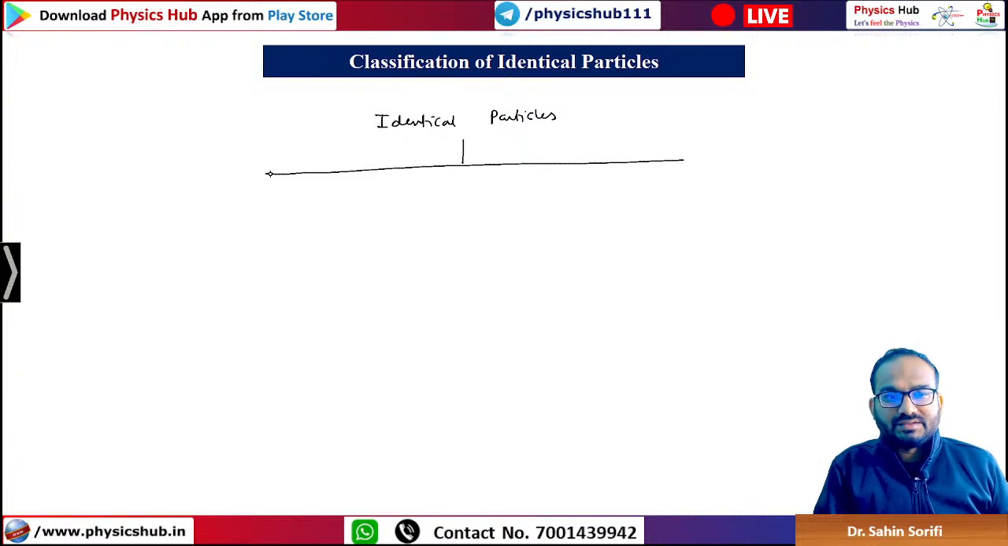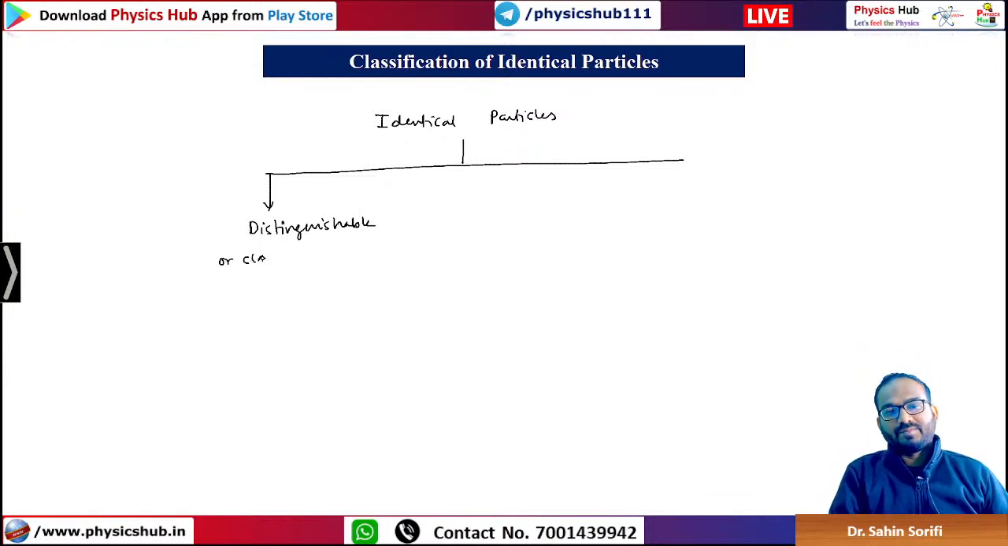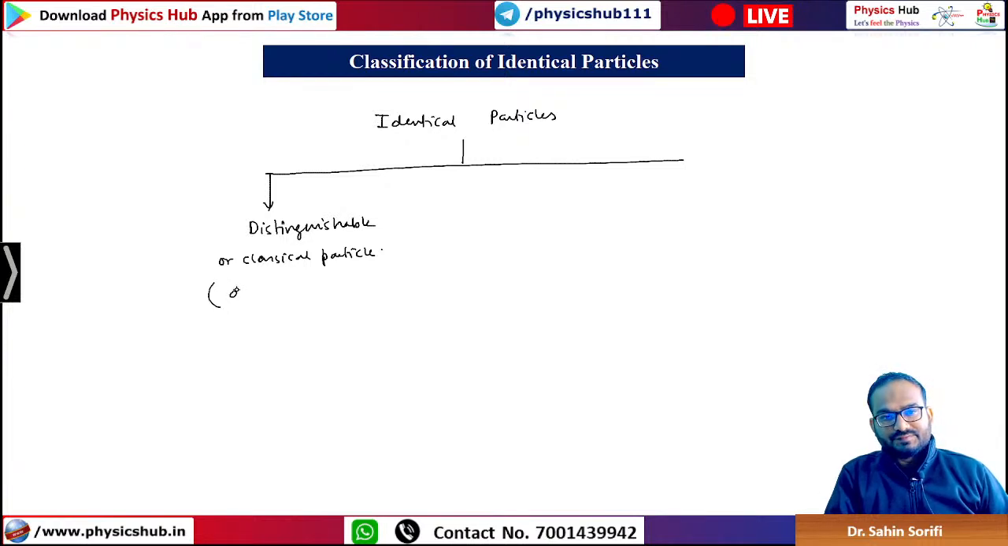So, initially, if you have identical particles, they are classified into two categories. They may be distinguishable, you can distinguish between the particles. These distinguishable particles are mainly the classical particles, big particles, which you can distinguish, and this is described by the Maxwell-Boltzmann statistics.